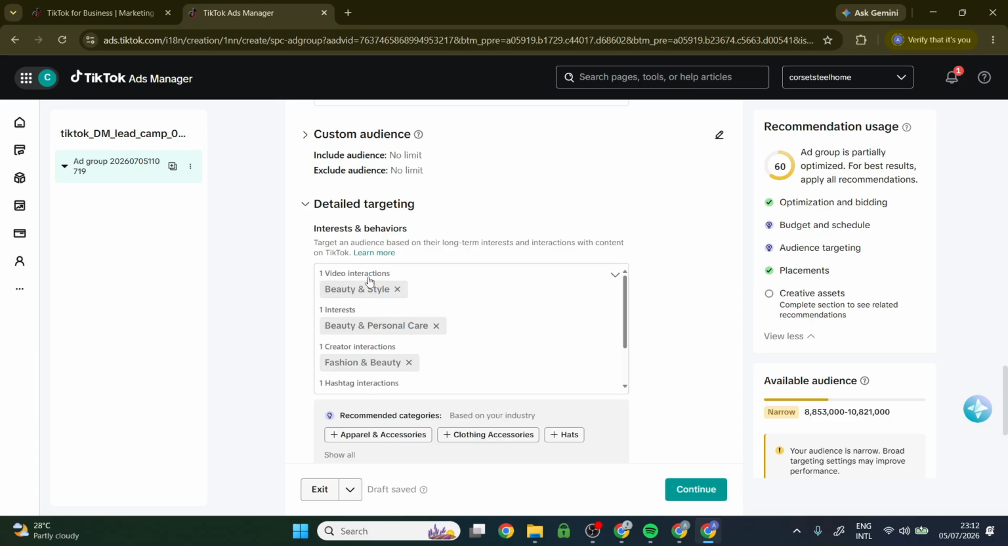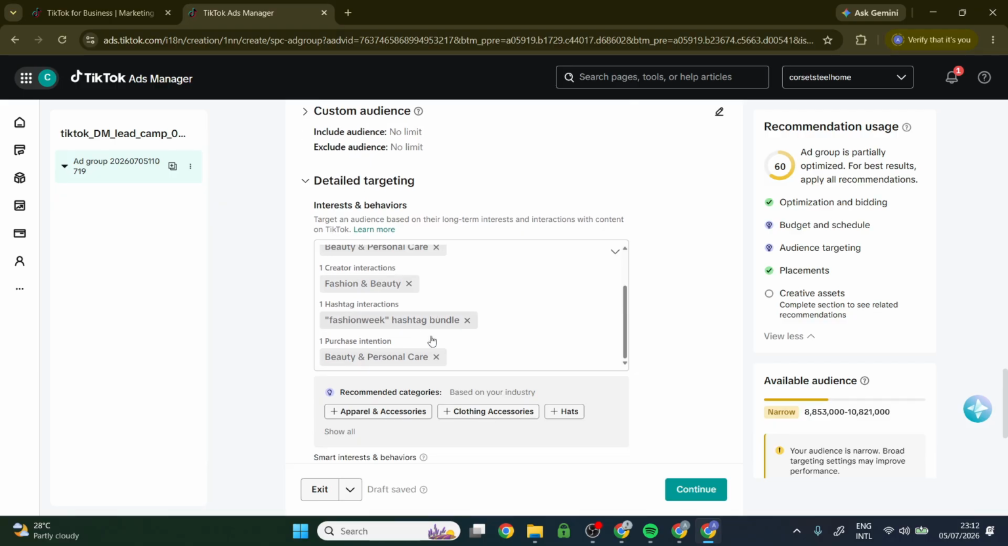Maybe you can have one detailed targeting for video interaction, another ad group for interest, and another ad group for creator interaction. With this, you can easily determine which ad group is actually performing the most, which ad group is giving you the best result, right.